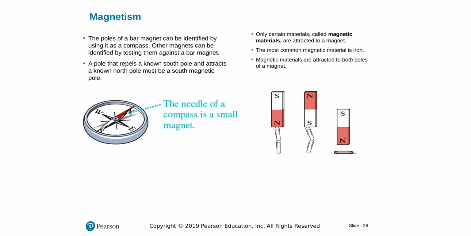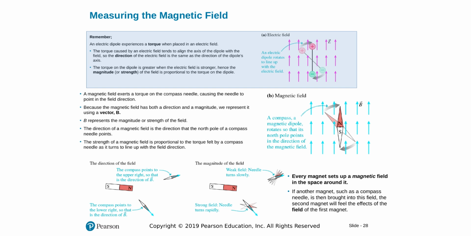We can use a compass to define which side is the north pole and which side is the south pole of a magnet by placing a compass beside it, and the red side of the compass will always show the north pole of the magnet. Doing that, we can identify the north and south pole. Those are the general properties. Magnets have a magnetic field, and the magnetic field is a vector.